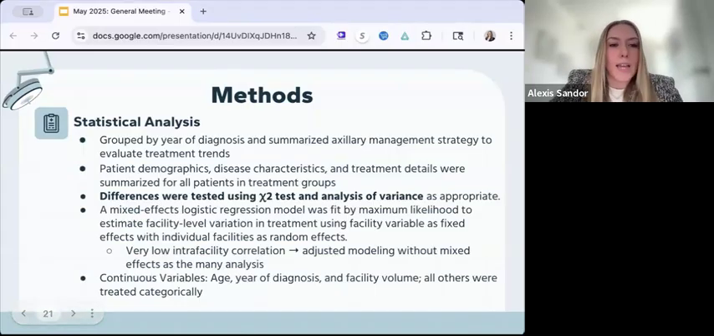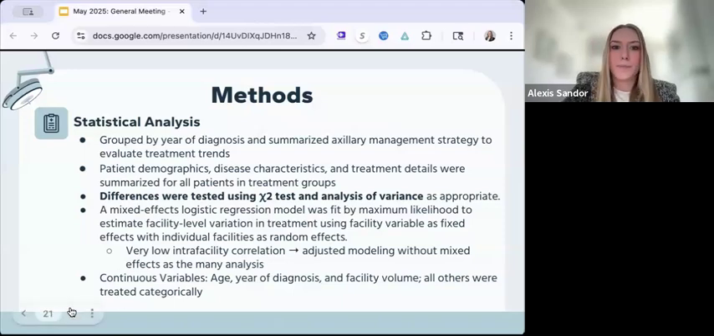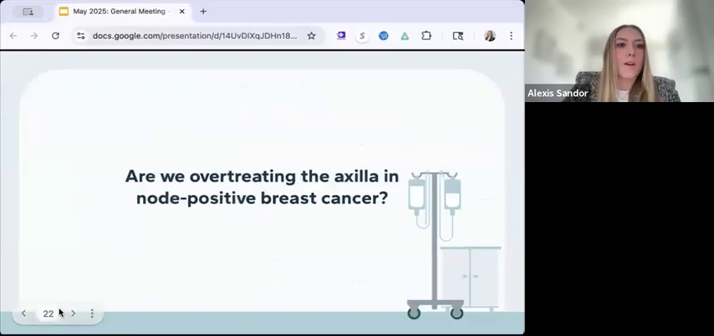So treatment differences were assessed with a chi-square and an ANOVA. They used mixed effect logistic regression, and it helped them identify trends in treatment variability across facilities. However, due to a very low intra-facility correlation, the model was adjusted without mixed effects as the main analysis. No adjustments were made for multiple comparisons, and p-values were from 2-sided tests, and results were deemed statistically significant if the p-value was less than 0.05. So the overarching question here is, are patients with limited nodal burden being overtreated?